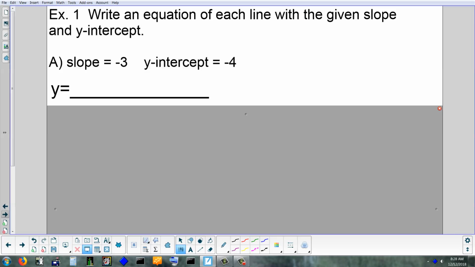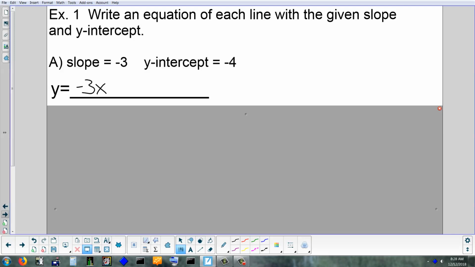So first one, write an equation of each line with the given slope and y-intercept. Like it says, we want to use y equals mx plus b. Then we said plug in the number given for slope for m. So what's the number it gives us for slope? Somebody tell me by raising their hand. Miguel? -3. Do I just put -3? No. What do I have to put with it? X. X. Opposite of last week.